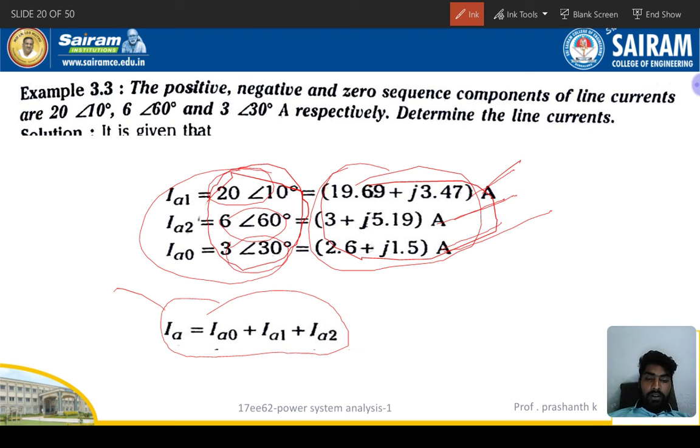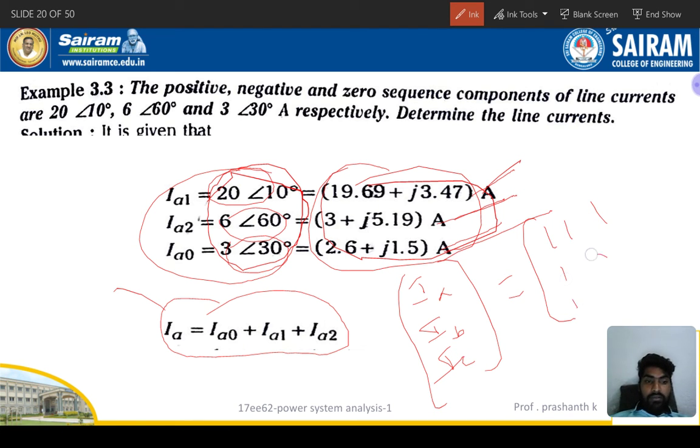So A plus jB form. We need to calculate the line currents, which means we need to know the formula for IA, IB, and IC. We already derived the equation in the first introduction part. The matrix IA, IB, IC is equal to the matrix 1 1 1, 1 A square A, 1 A A square, times IA naught, IA1, IA2. Already we derived this equation in previous classes.